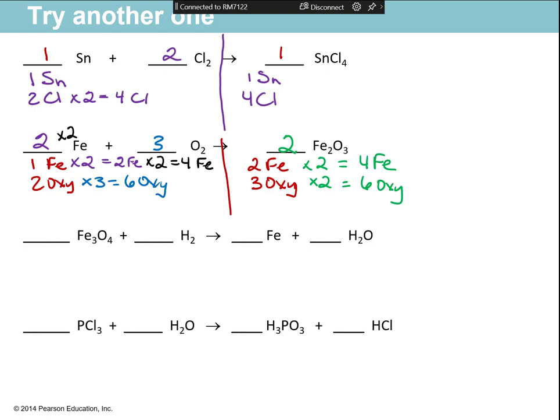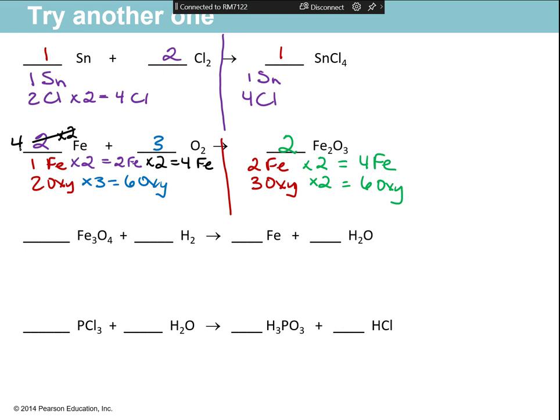Now, do I have four iron? Yes. Do I have six oxygen total? Yes. So this is balanced. But now what do I have to change that number in front of the Fe? Two times two, so that means it's a four. I had to multiply it by two, but then I had to go back and multiply it by two again. Okay. So I want you to practice these.